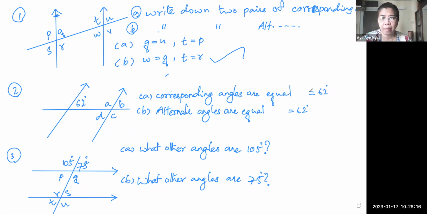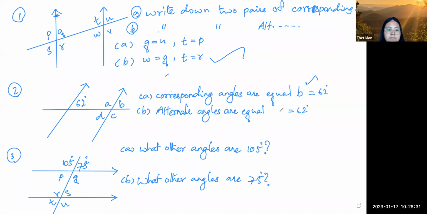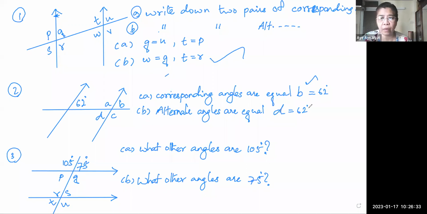Corresponding angles. B, B is equal to 62. D, D equals 62. Alternative angles.